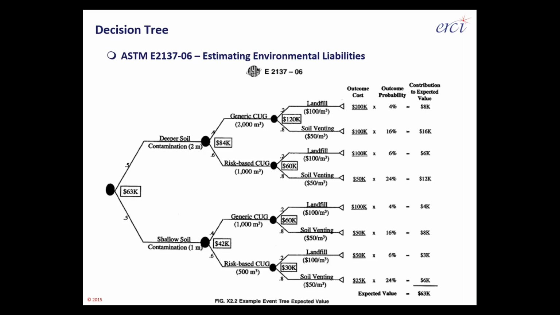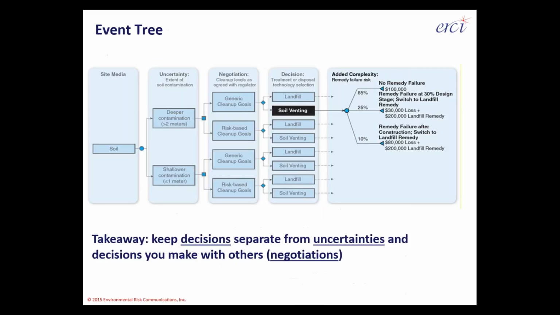The outcome is costed out by the probability of the individual outcome, which is, again, a subjective judgment. There's a lot of professional judgment in using decision trees, but the calculations are just as you see here. You multiply the outcome cost times the outcome probability and generate a contribution to expected value. That's the basis of the E2137 decision tree, a fairly normal, ordinary use of a different way of calculating an expected value for an environmental liability.